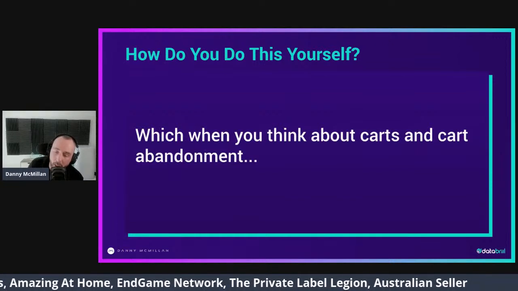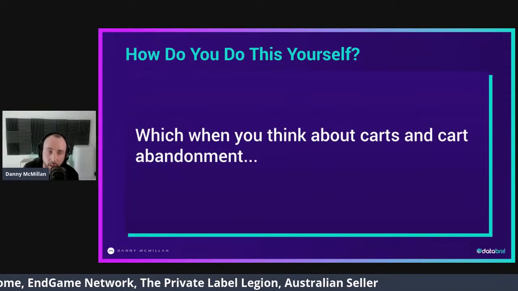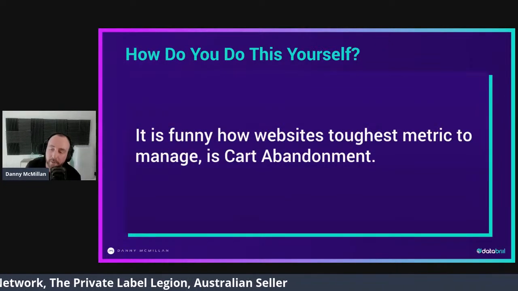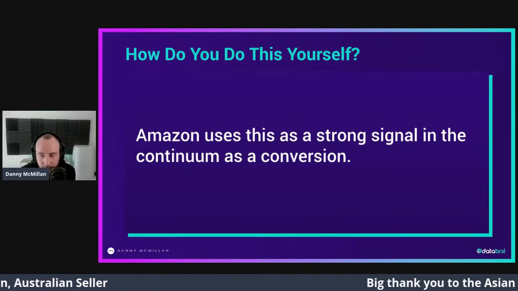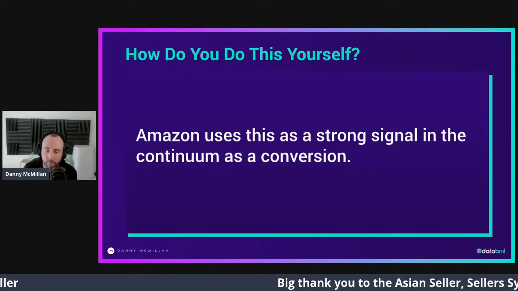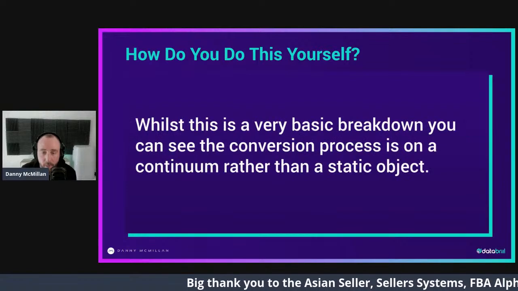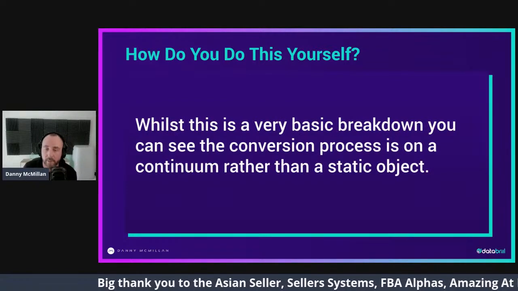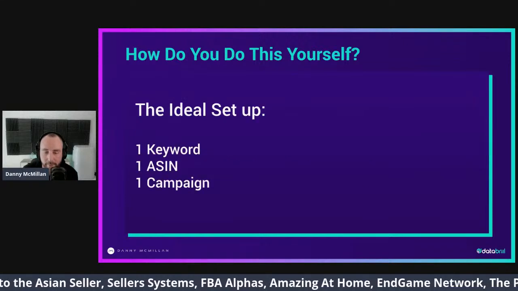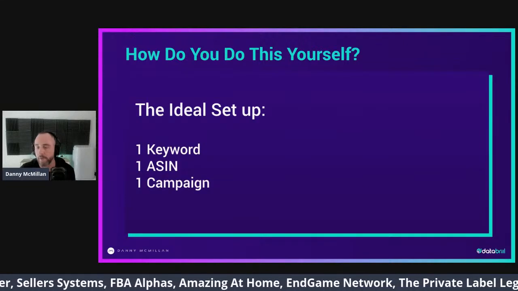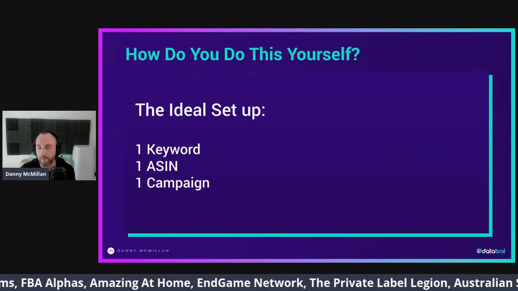Which, when you think about carts and cart abandonment, it's funny. On our websites, the toughest metric to manage is cart abandonment, whereas Amazon uses this as a strong signal in the continuum to a conversion. Whilst this is a very basic breakdown, you can see the conversion process is on a continuum rather than a static object. Just want to check if we've got any questions.